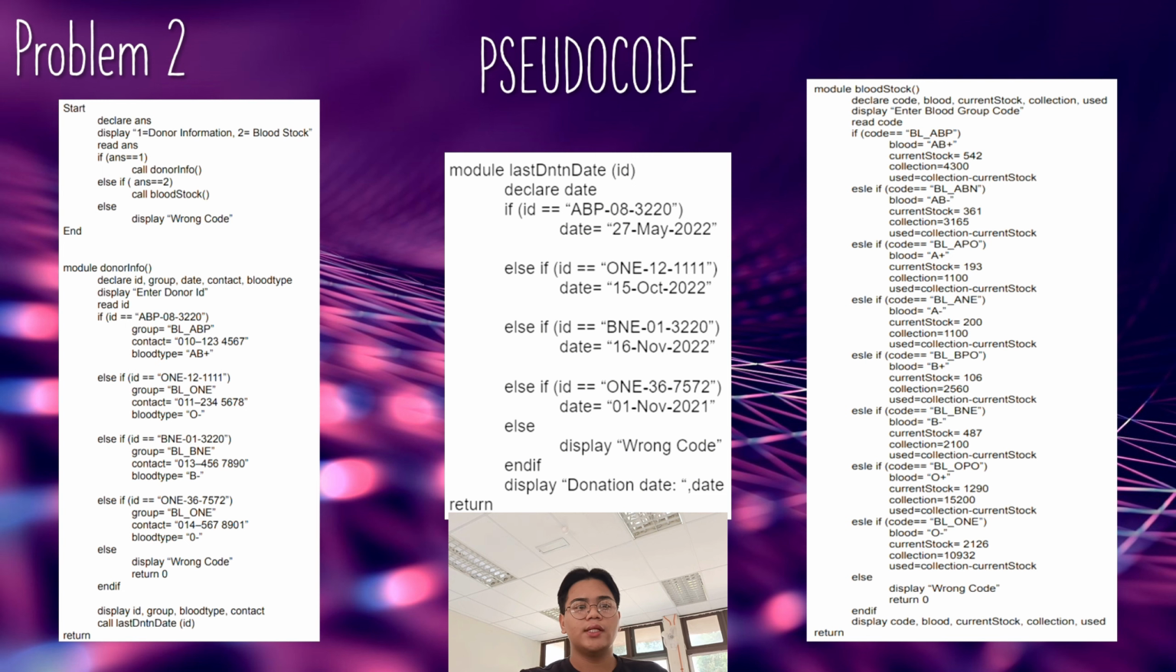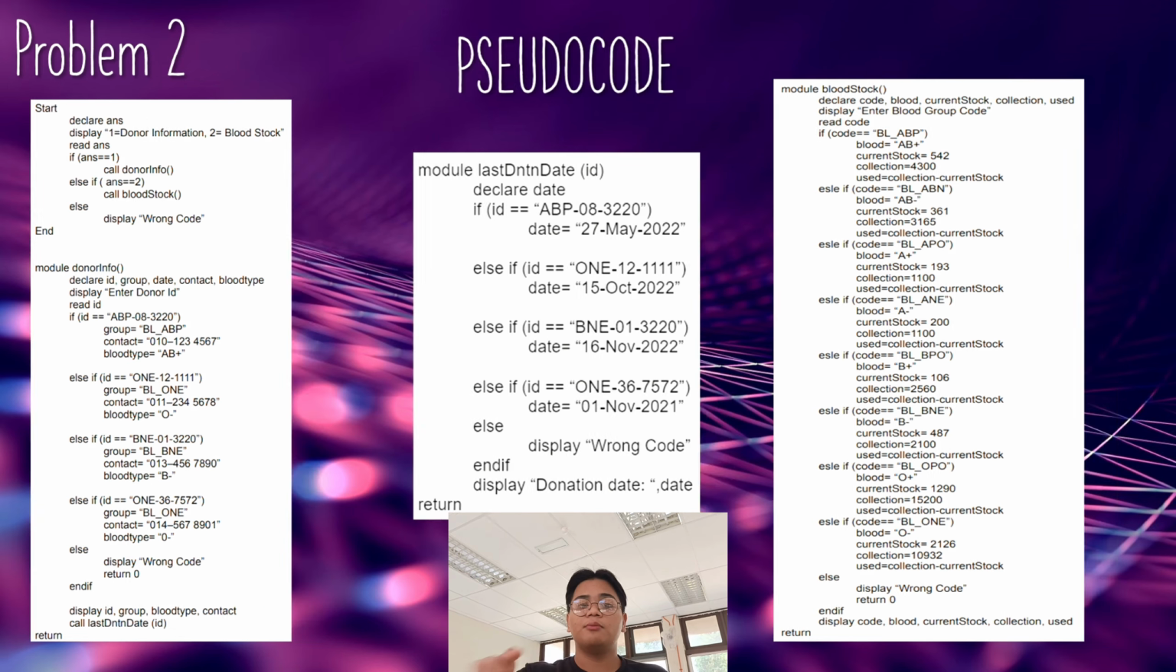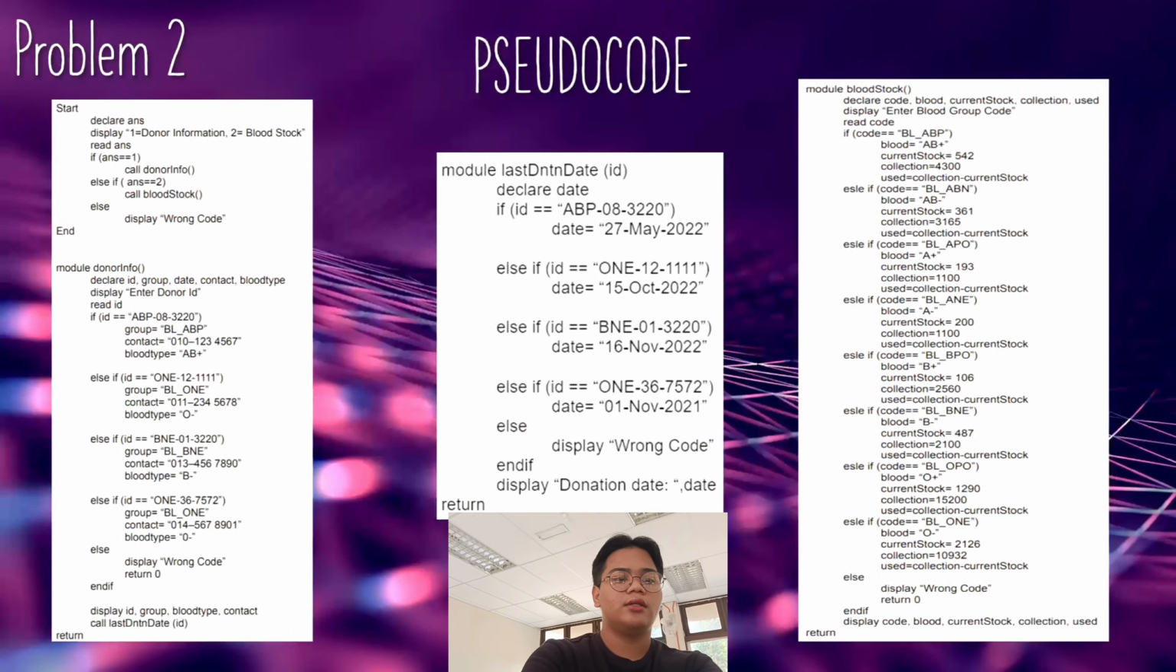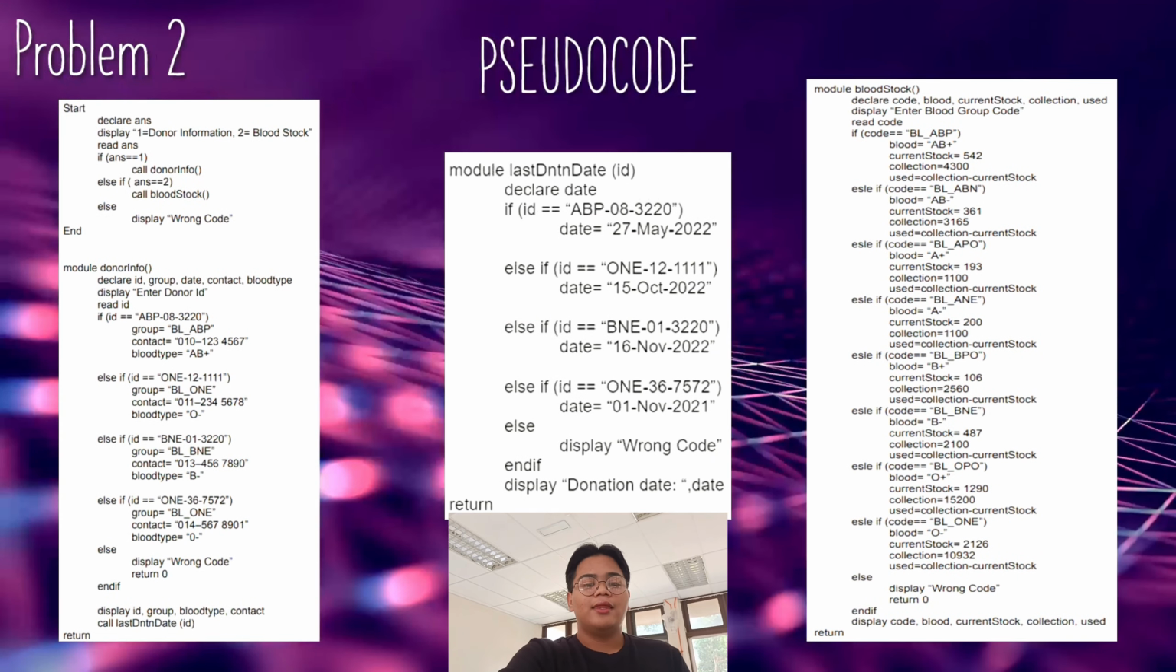For the last donate date ID module function, declare the date. If ID equals to ABP 083220, the date will be 27 May 2022, and so on. You can refer to the table 2.2, and then display donate date, and then return.